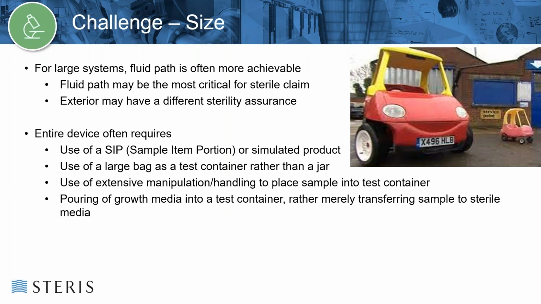For large systems, the fluid path is often more achievable for testing. The fluid path may be the most critical for the sterile claim, but understand that if the sterilization validation is based off of the fluid path, the exterior likely has a different sterility assurance level or bioburden reduction occurring to that portion, but it doesn't have the same sterile claim as the fluid path. And it may not be known through this validation what that outside portion is if we're only testing the fluid path.